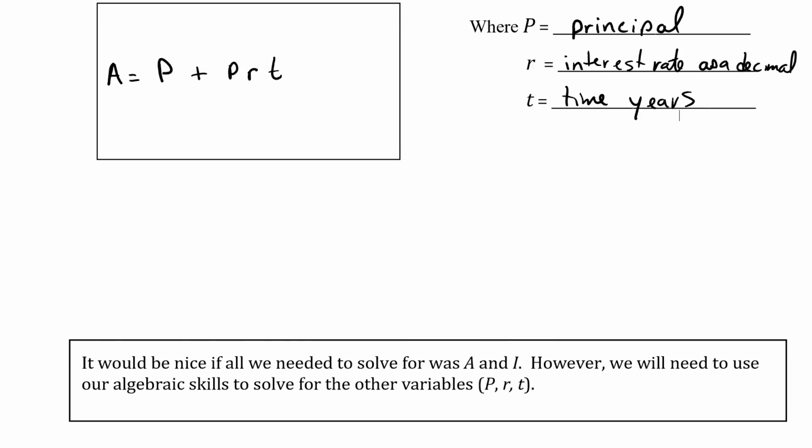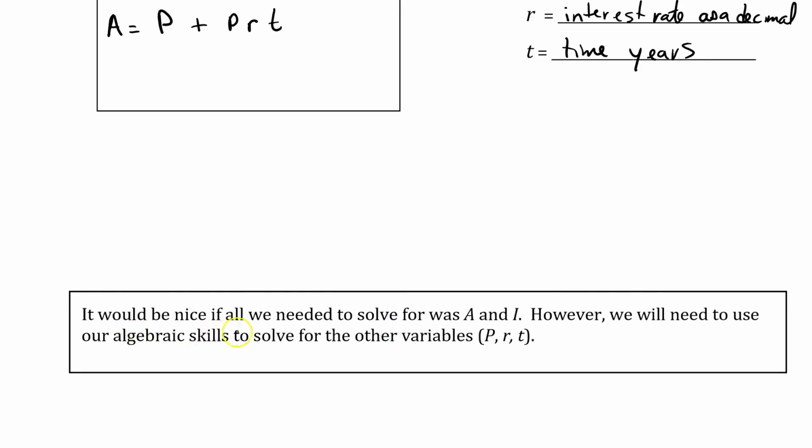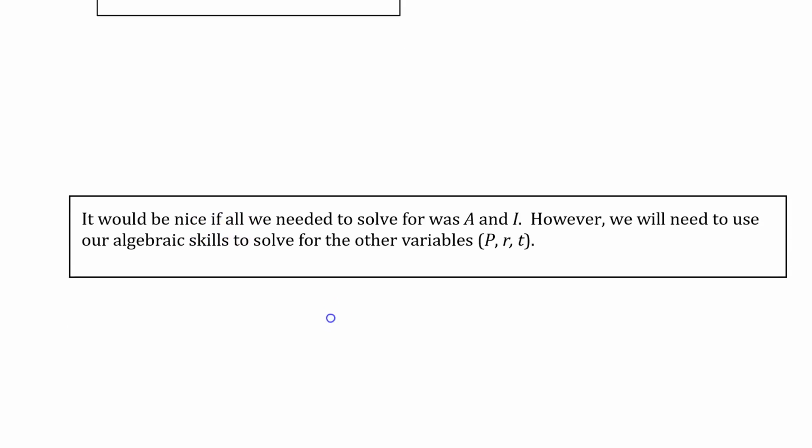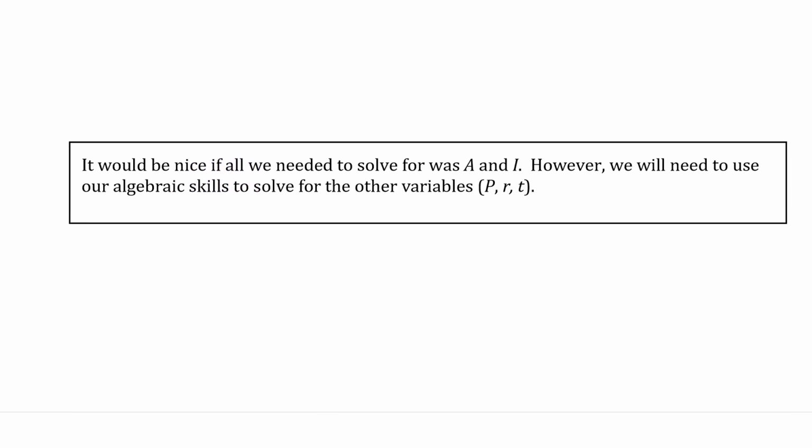Now here's the thing though, folks. It would be nice if all we needed to do was solve for A and I. However, we're going to need to use our sweet algebraic skills to solve for some of the other variables. Sometimes we're going to have to solve for P, sometimes we're going to have to solve for R, and sometimes we're going to have to solve for T. That comes up in our next example.